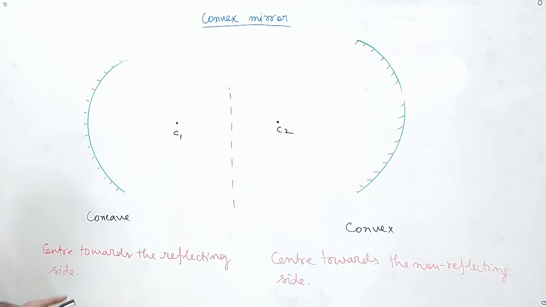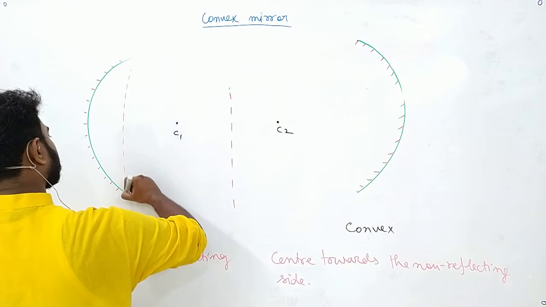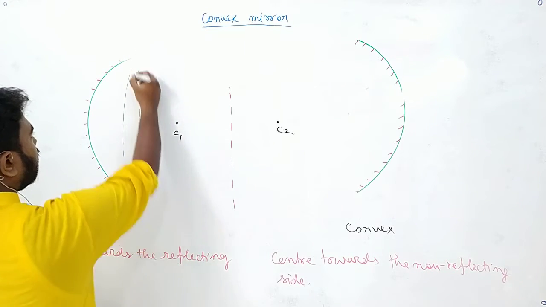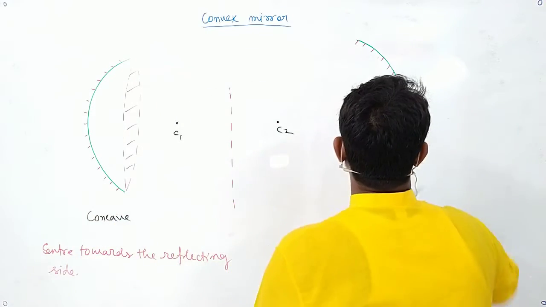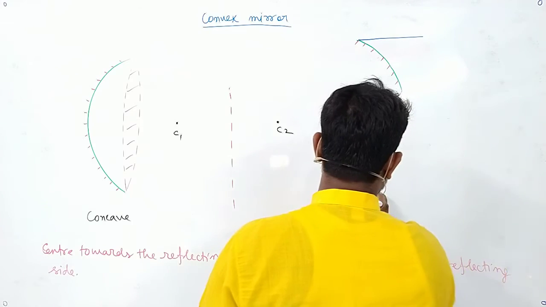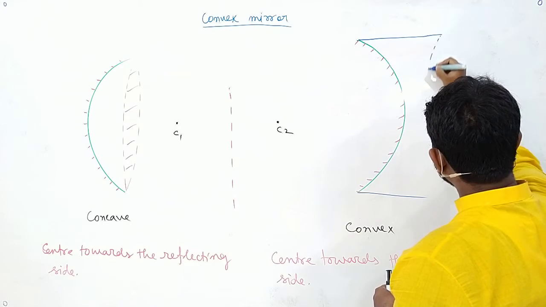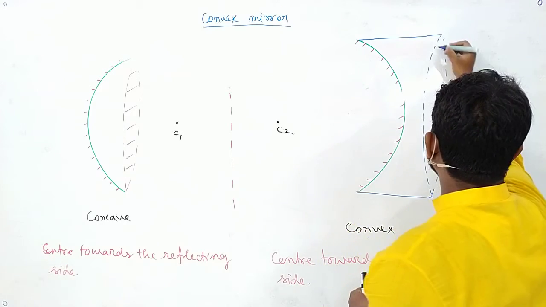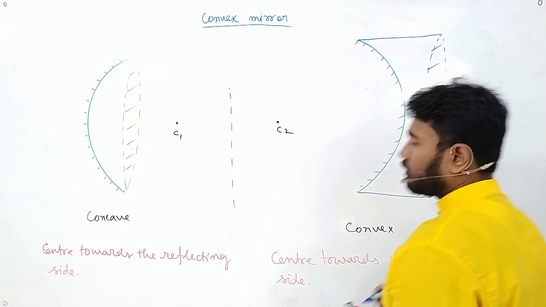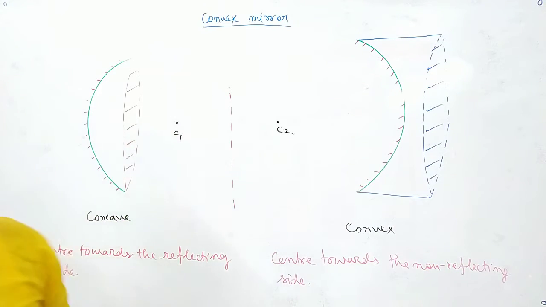Now in this case we take the aperture as this position. In this case we draw two lines parallel to each other and parallel to the principal axis, and we take the aperture as this. You got the idea? Is that clear? Okay, write this down, copy it now.